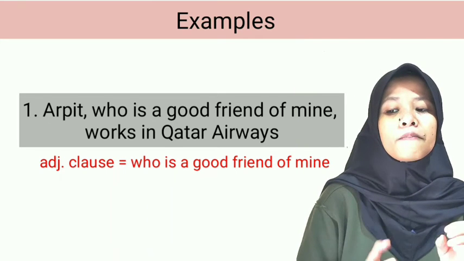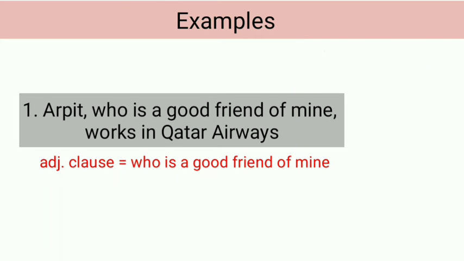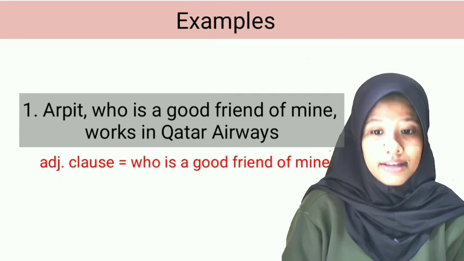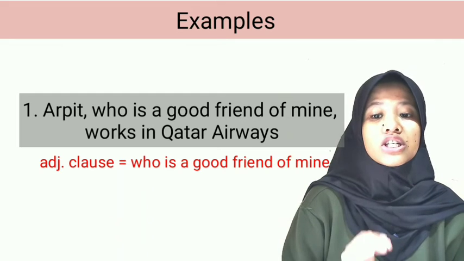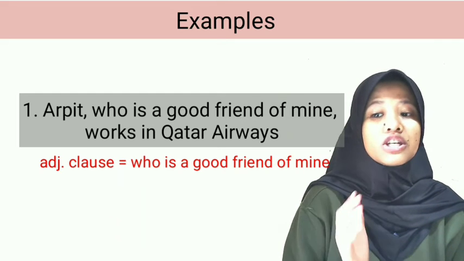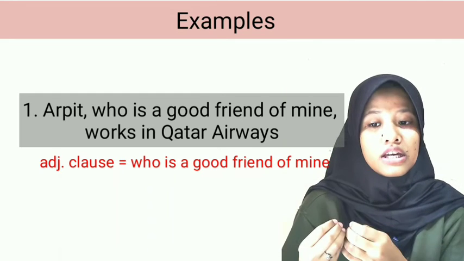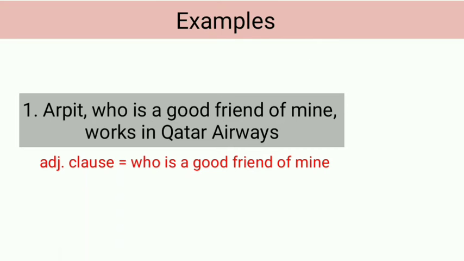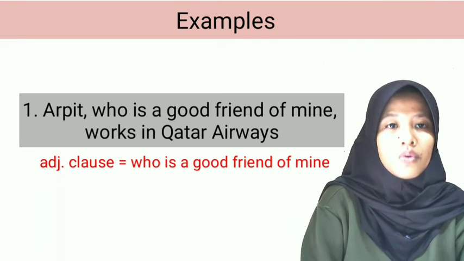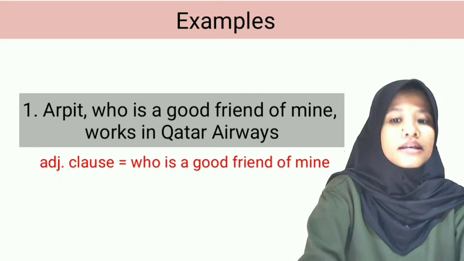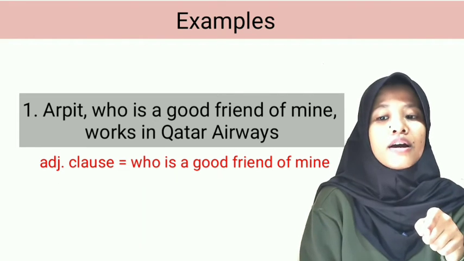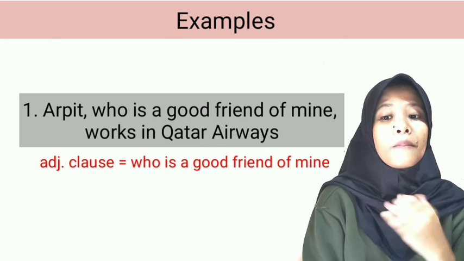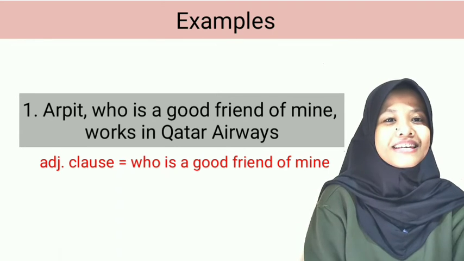It doesn't need any piece of information to be identified since it's a proper noun, right? So, when you use an adjective clause to give non-essential, non-defining information about the noun it modifies, you gotta use commas to offset the clause. So, that's why we use commas to offset this adjective clause. Arpit, comma, who is a good friend of mine, comma, works in Qatar Airways.